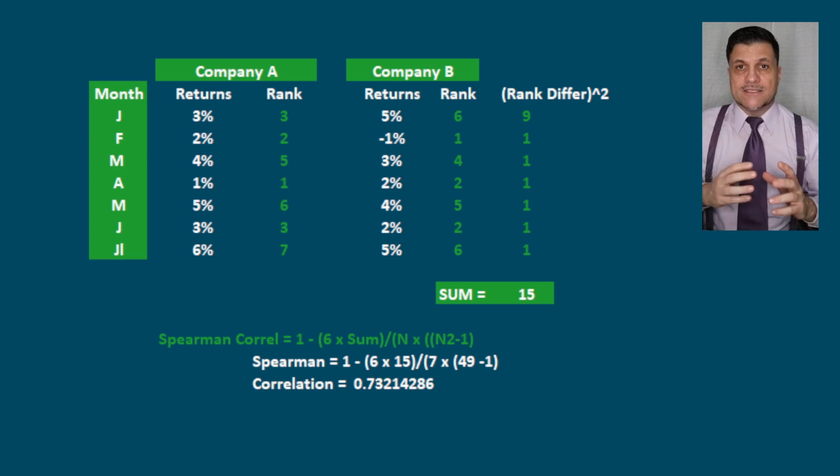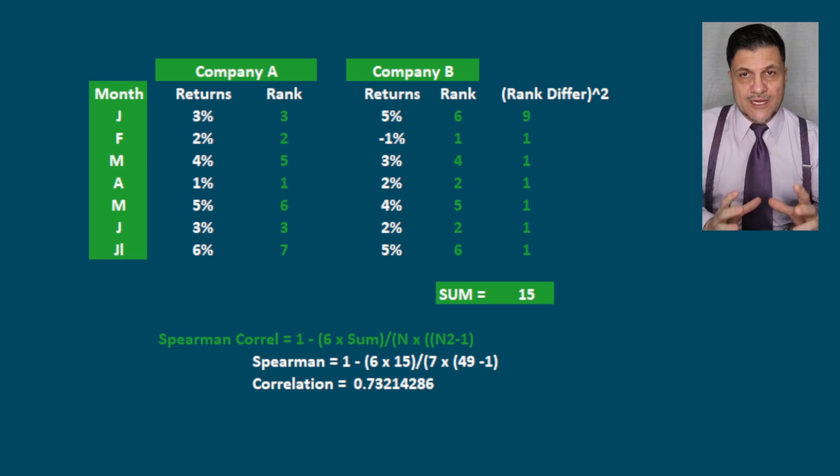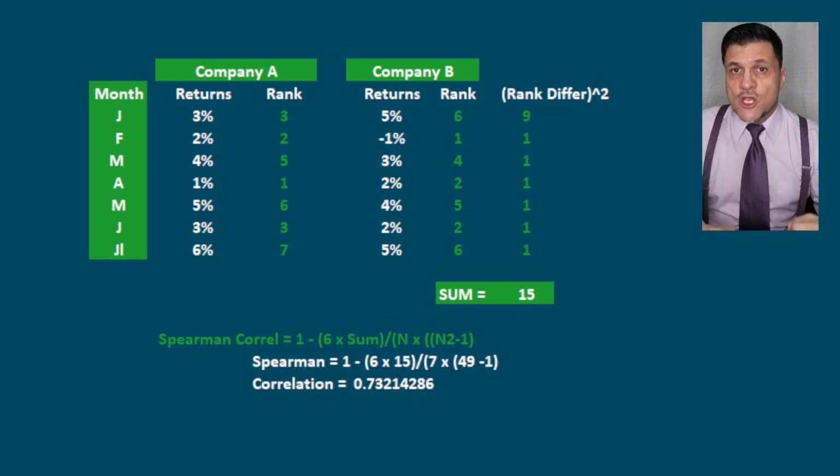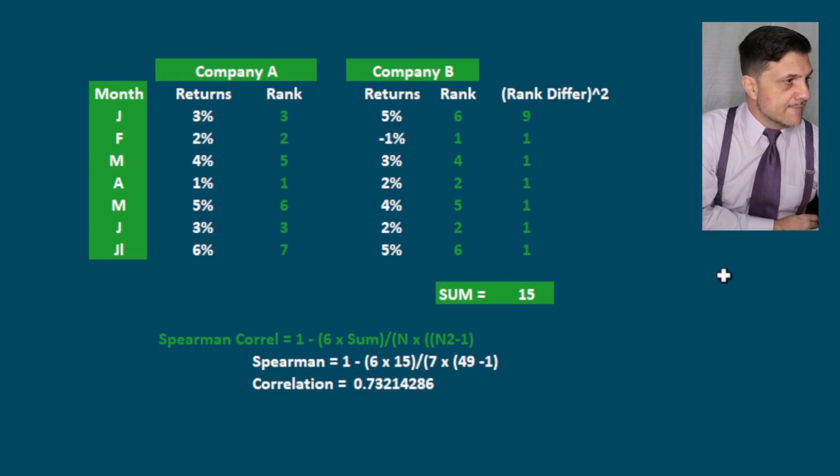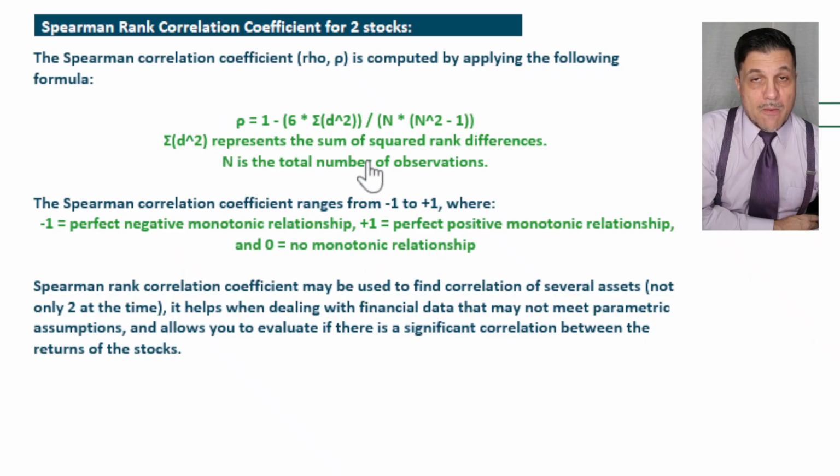We got a conclusion here, right? We're able to say, well, you know what? The returns of company A and B seem to be correlated to the degree of 0.73. The monotonic positive relationship of stock A and stock B is 0.73. That's it. That's the Spearman non-parametric test of correlation.